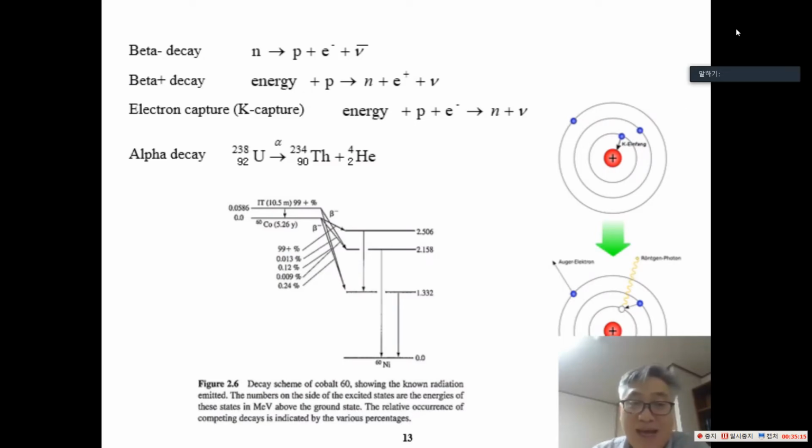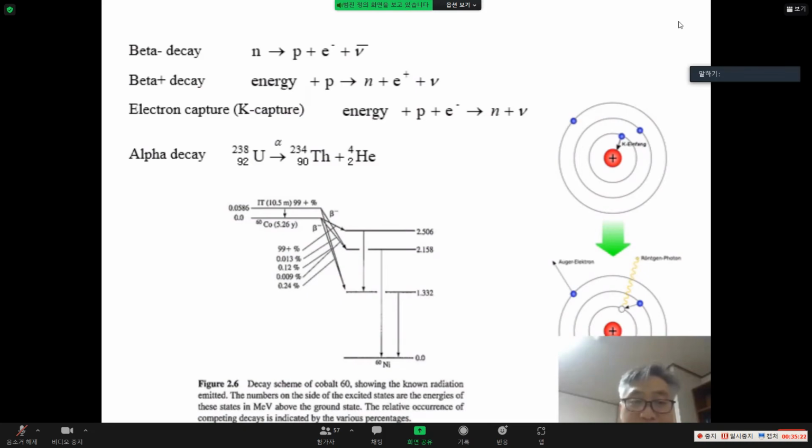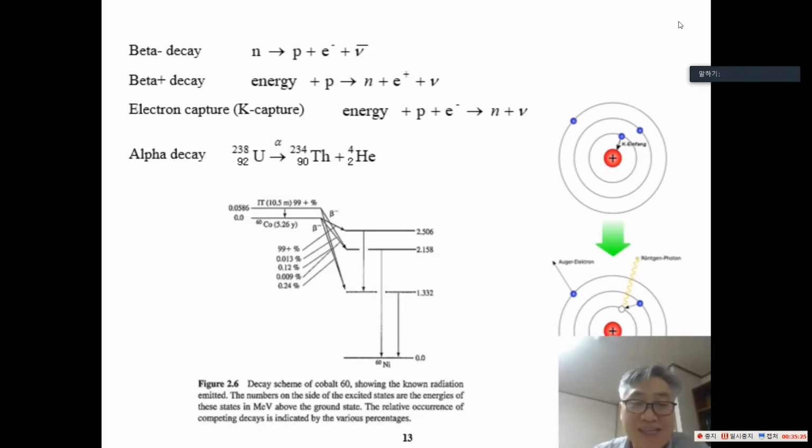The element which has proton number 90 is thorium. So this line shows that when uranium-238 emits alpha, it becomes thorium-234. So that is alpha. When any element undergoes alpha decay, the number of protons is reduced by 2, and the atomic mass number is reduced by 4. That is alpha ray decay.